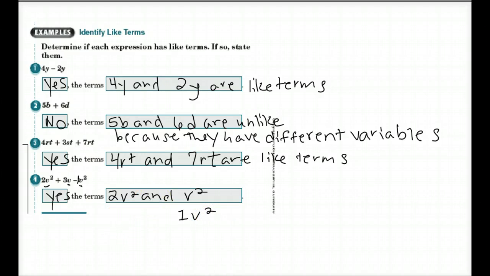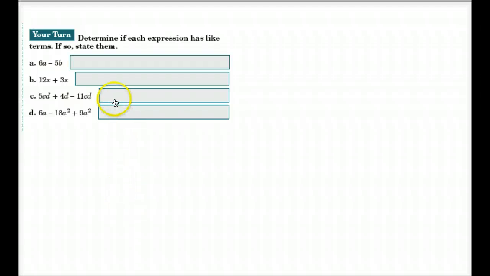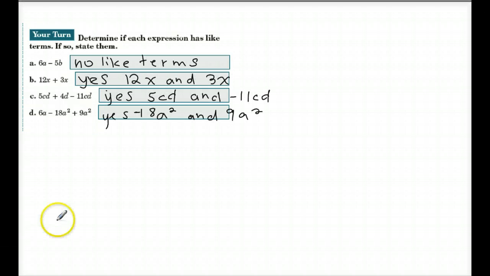So let's move on. So determine if each expression has like terms. If so, state them. So I want you to list them out here or say no, there's no like terms. Go ahead and try and check your answer. Okay, so here's the answers for the your turn. For A, there's no like terms. For B, there's 12x and 3x.